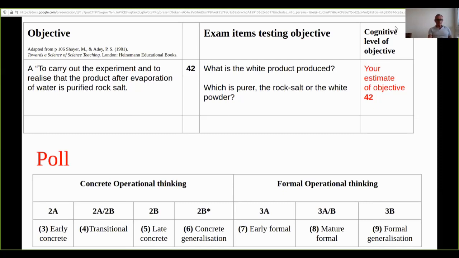So 3 being early concrete operational thinking, 7 being early formal, 9. I want you to rank with the poll this learning objective. Okay, I'll give you 30 seconds for that.